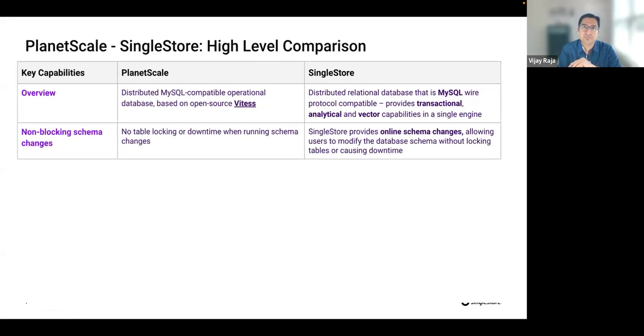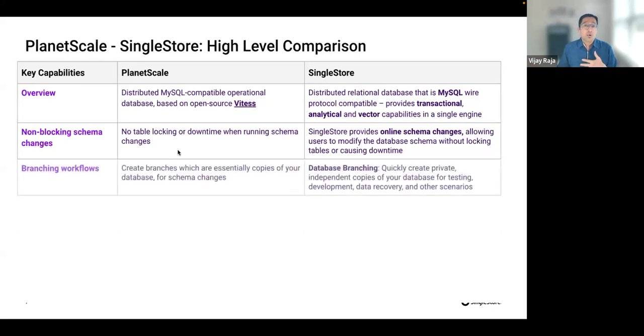Now, a couple of key attributes that PlanetScale talks about as part of their key features: number one is the non-blocking schema changes, right? So no table locking or downtime when running schema changes in your database. Now, SingleStore provides exactly the same. We provide what we call online schema changes, which allows users to modify the database schema without locking tables or causing any downtime. So it's kind of a parity there. Non-blocking schema changes is what we call online schema changes in SingleStore.